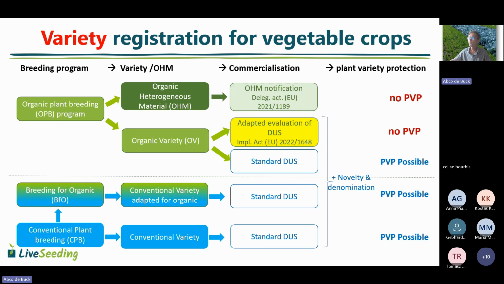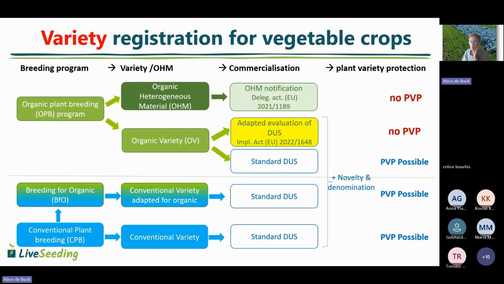So here we see the scheme of variety registration for vegetable crops and the ability to achieve plant variety protection, and thus also intellectual property rights and the possibility to impose royalties. On the lower part, in the blue side, we see the conventional breeding, which leads to a conventional variety, standard DUS. Of course, plant variety protection is possible.